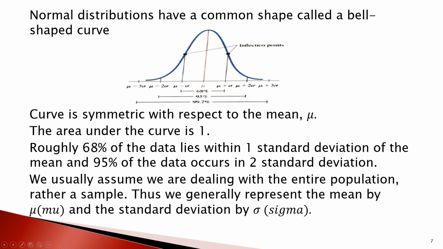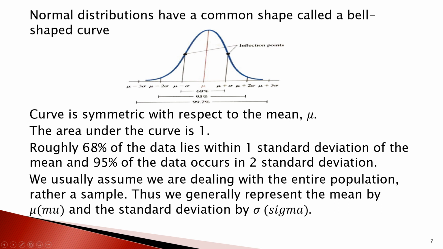Our normal curve is symmetric with respect to the mean. Here mu is the mean, and sigma is the standard deviation. Just a quick note, guys: whenever we assume that we are using the entire population, then mu and sigma will be used for mean and standard deviation respectively. That's a very common convention. So the curve is symmetric with respect to the mean, and the mean is at the center.